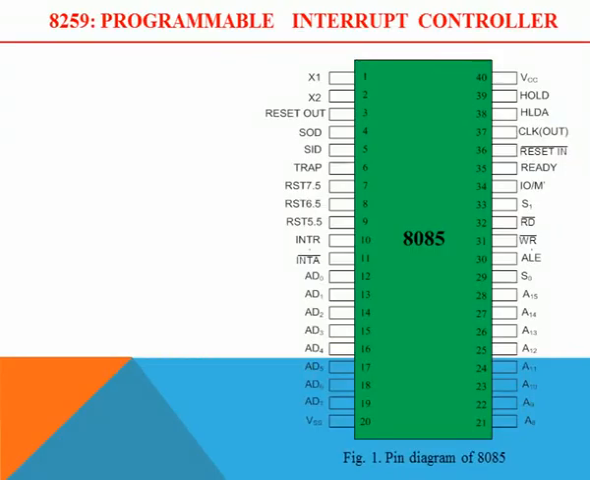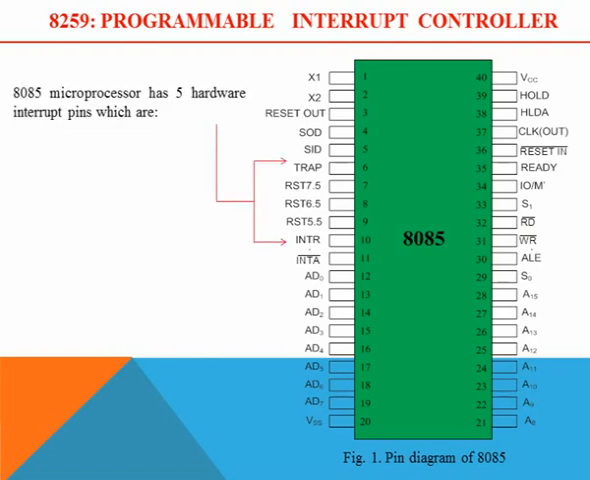Before starting 8259 PIC, first we should know why a microprocessor needs 8259. Let me explain this by the basics of interrupts in 8085. The pin diagram of 8085 is shown in figure 1. The 8085 microprocessor has 5 hardware interrupts.